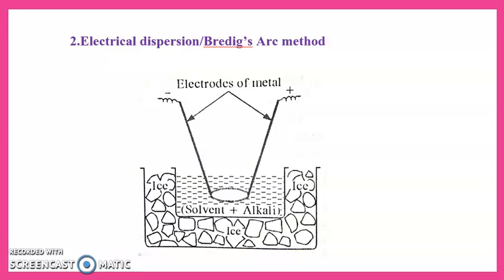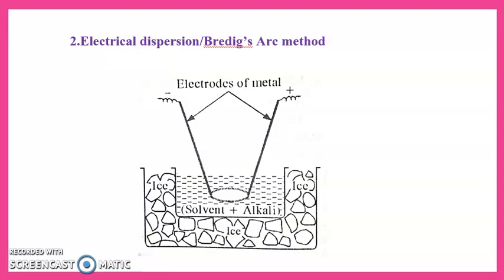After setting up the arrangement, we have to apply an electric arc with very high voltage between the two electrodes. On the application of electric arc, the metal will come into the solvent, then it will have a tendency to vaporize because we are applying high voltage. So these particles in the solvent will have a tendency to vaporize.